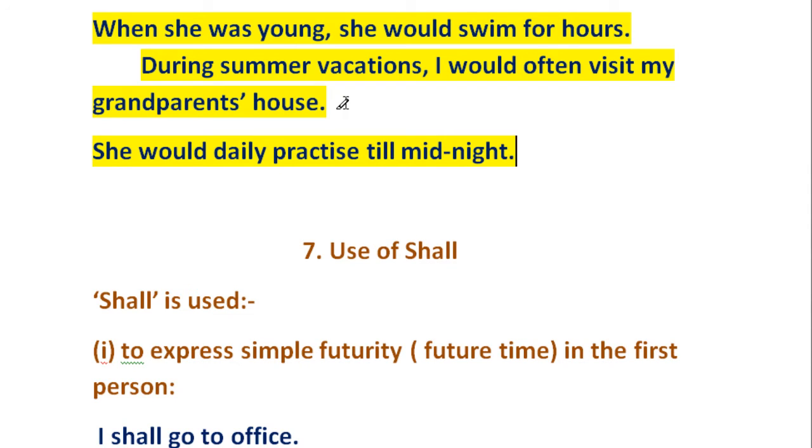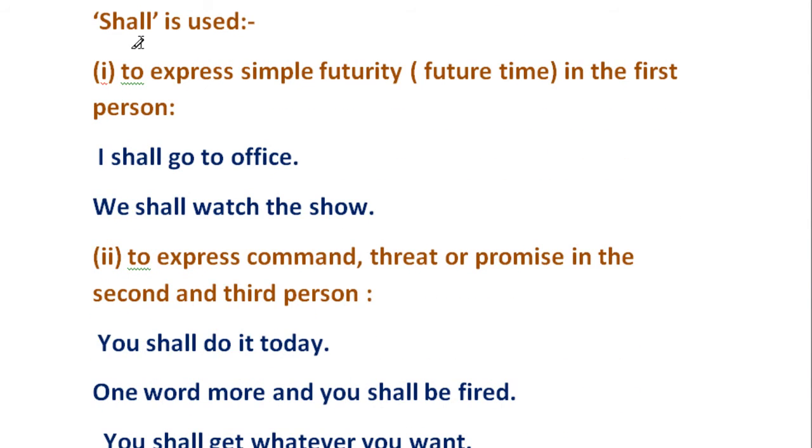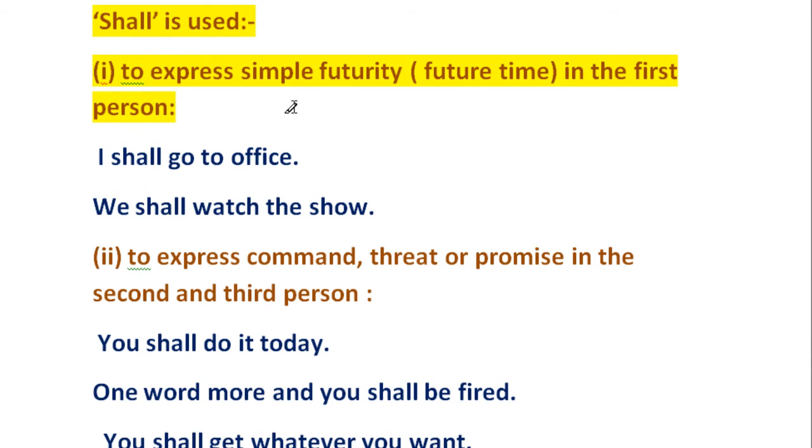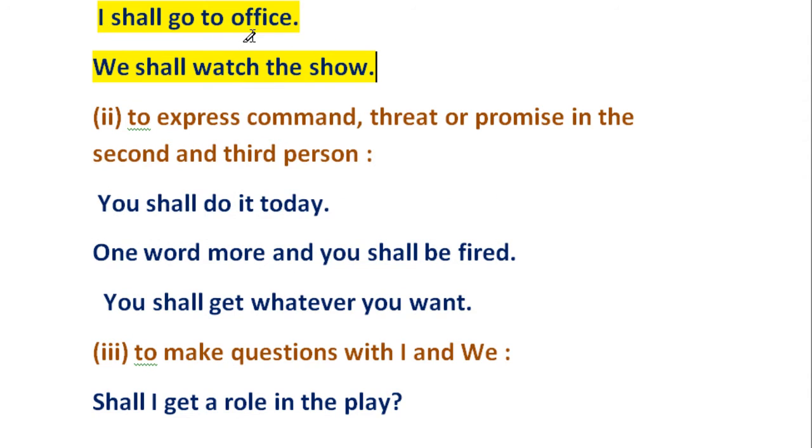This sentence expresses determination. Now let us learn the use of shall. Shall is used to express simple futurity, that is, future time action in the first person. First person means I and we. I shall go to office. We shall watch the show. So here with the first person pronouns I and we, shall has been used to express simple future actions.